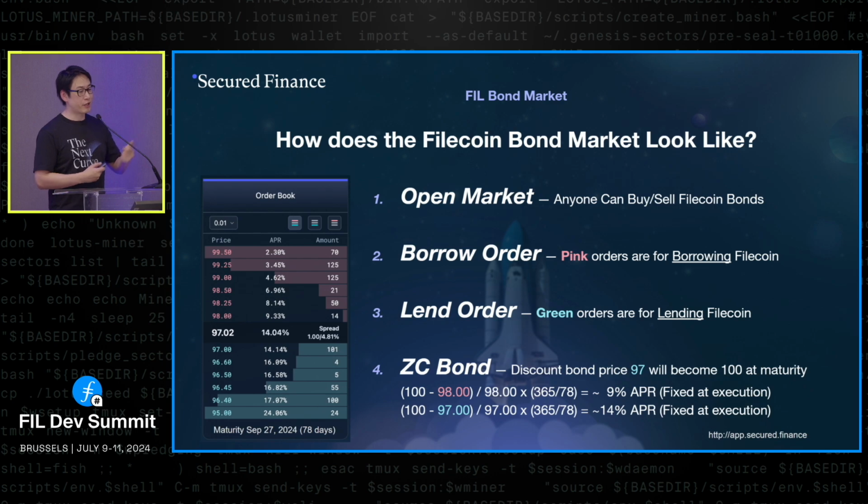So I want to explain how to borrow. If you're a Filecoin storage provider, you want to borrow lots of Filecoin. So if you want to borrow, you can take a look at the pink areas. Pink orders are for borrowing Filecoin. If you want to borrow Filecoin, you place a borrowing order. The closest to mid price is 98.00, and then above that is 98.25.